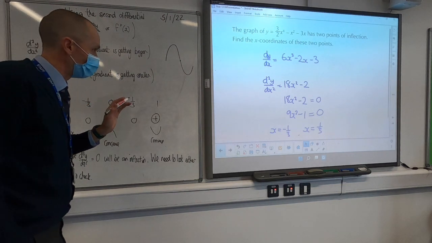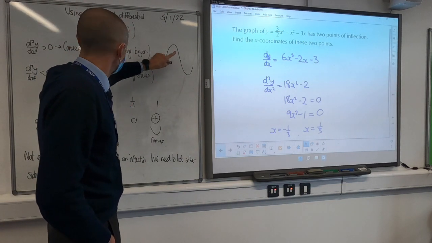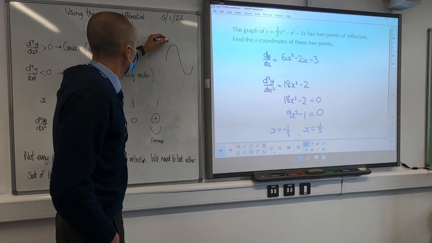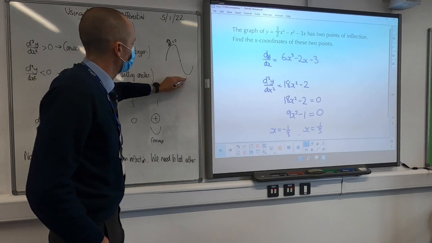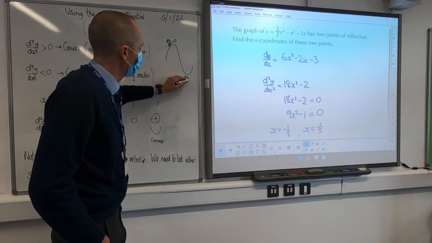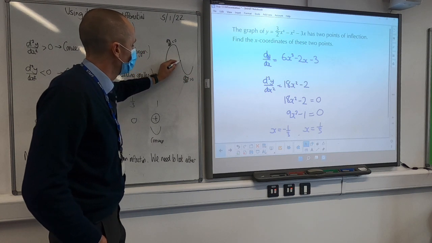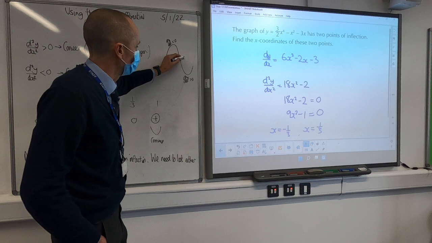When a graph is concave, because its gradient's getting smaller, d2y by dx squared will be negative, and when the graph is convex, d2y by dx squared will be positive. So there must be somewhere in the middle where, if it's gone from negative to positive, it must be 0, and that's what the point of inflection is.